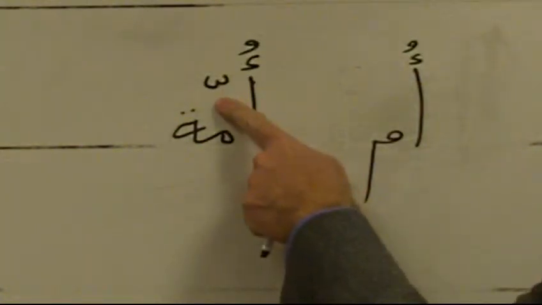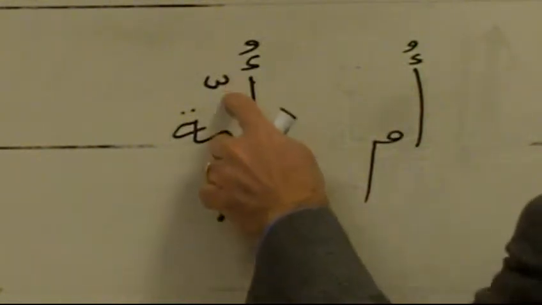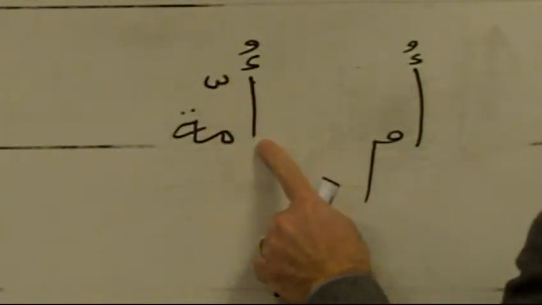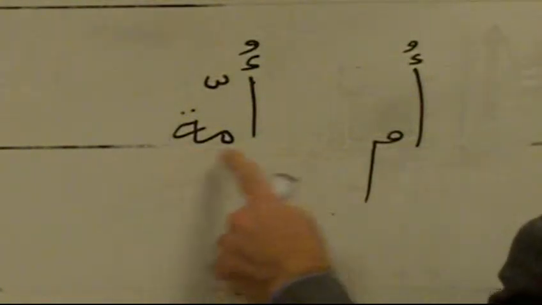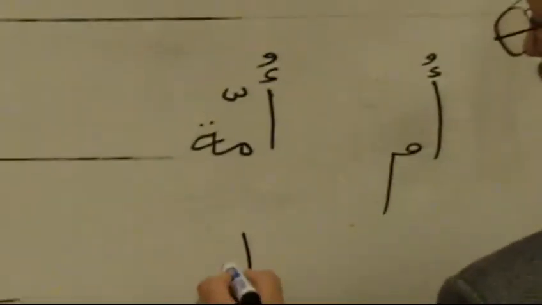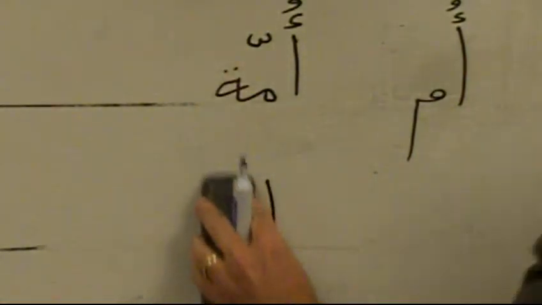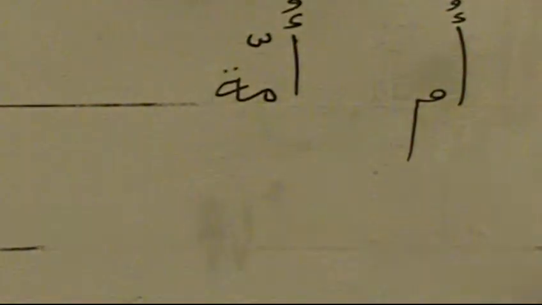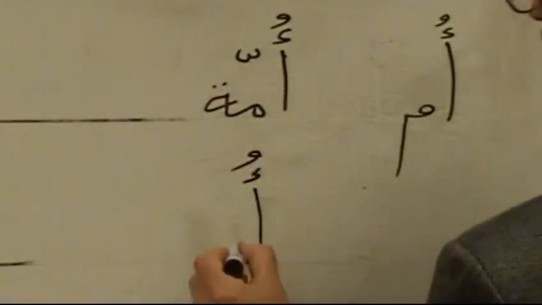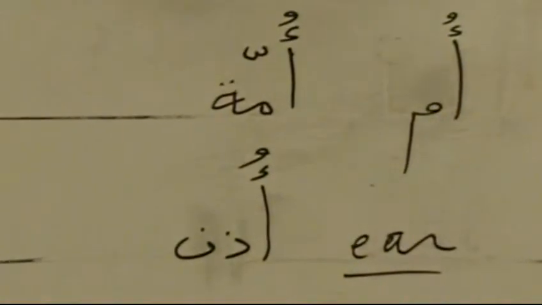Now, I'm introducing something new. It's not a movement, we call it Shadda. It stresses the letter that the Shadda is on top of. So instead of uma, it will be umma, as if you're saying the letter twice. As if one time is with the sukoon and the other one with the fatha, but you combine them together. So umma, udhun. Udhun is an ear.